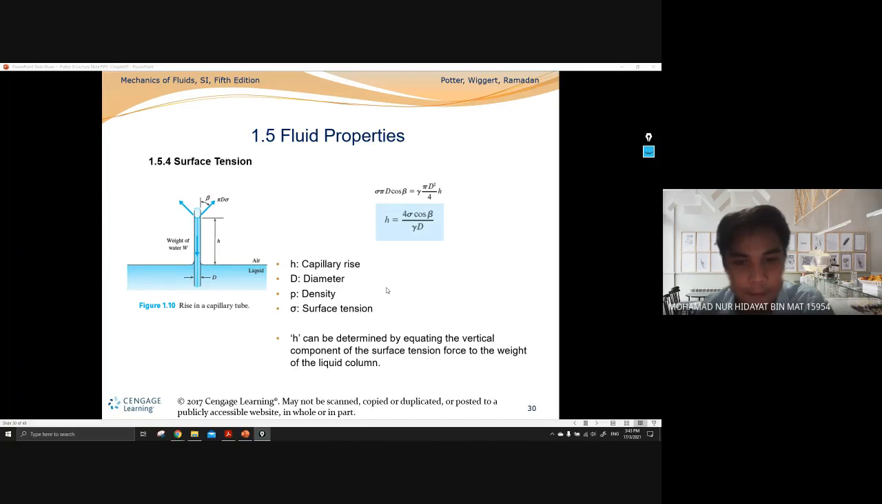So we have the method to measure the height of the capillary rise. Basically, this is the formula. The height equals 4 sigma cos beta over gamma d. Normally, the question will give you the angle beta, and the value of the diameter of this tube, and then this gamma, which is rho g.